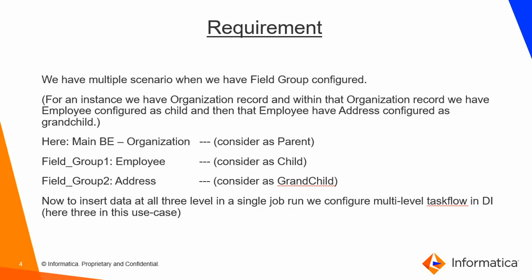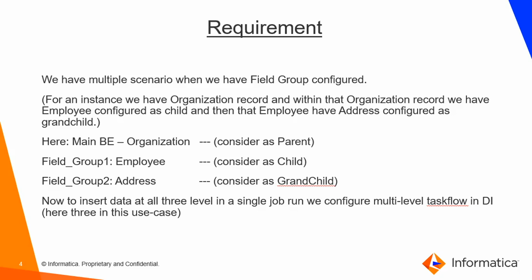So we have multiple scenarios when we have field groups configured. When we have a main BE and field group 1 and field group 2, the main BE is something we'll consider a parent, field group 1 is something we'll consider a child, and field group 2 will obviously be a grandchild. So it's something like organization, employee, to address.